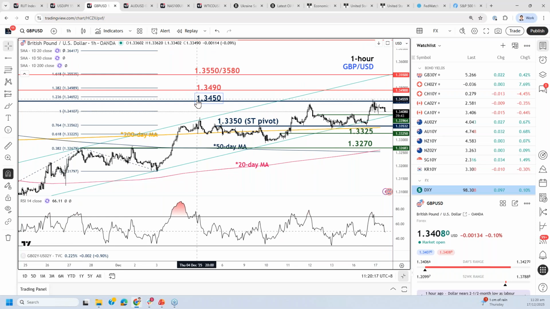So neutral between 134.50 and 133.50. 134.50 is the upper limit and the lower limit will be 133.50, which was our short-term pivotal support level yesterday, as well as a confluence with the 200-day moving average. So that's for the sterling dollar.